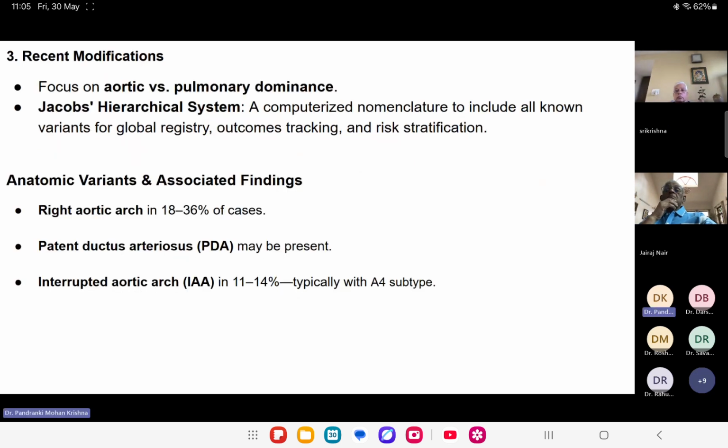Recent modifications focus on aortic versus pulmonary dominance. So depending upon the truncal artery, which is forming actually aortic or pulmonary dominance, the focus goes in that way, because management principles differ in both. And Jacobs' hierarchical system is a computerized nomenclature to include all known variants for global registry, outcomes tracking, and risk stratification. So anatomic variants and associated findings: a right arch is seen in around 30%, PDA is also seen in some cases, and interrupted aortic arch is about 11 to 14%, typically in the A4 substrate.